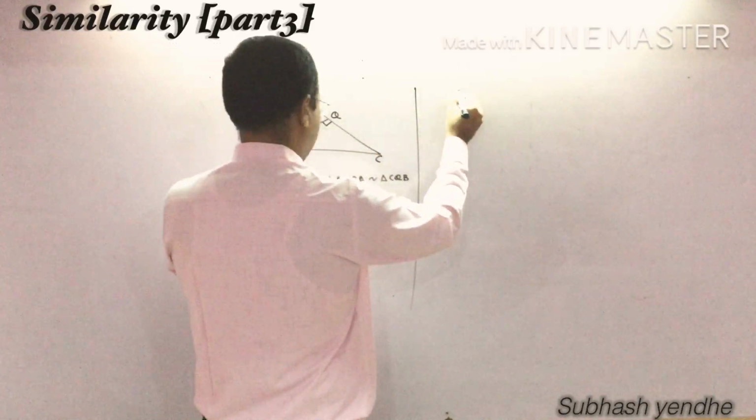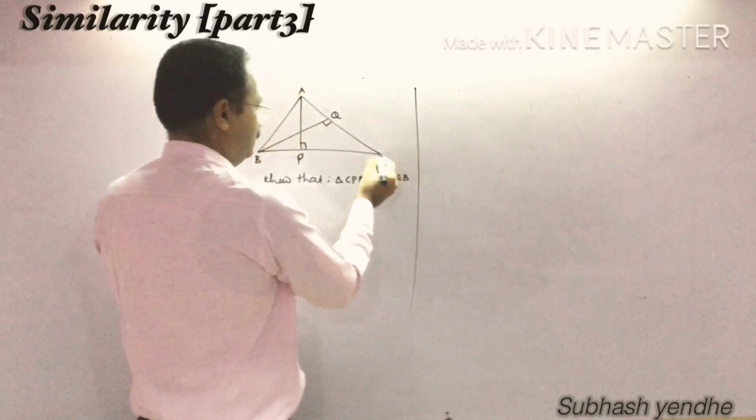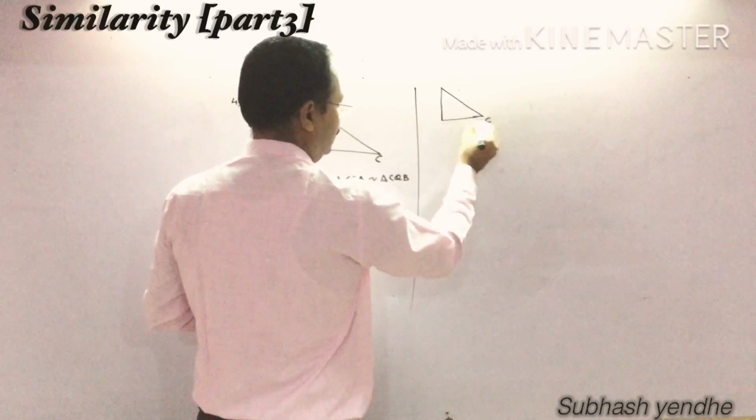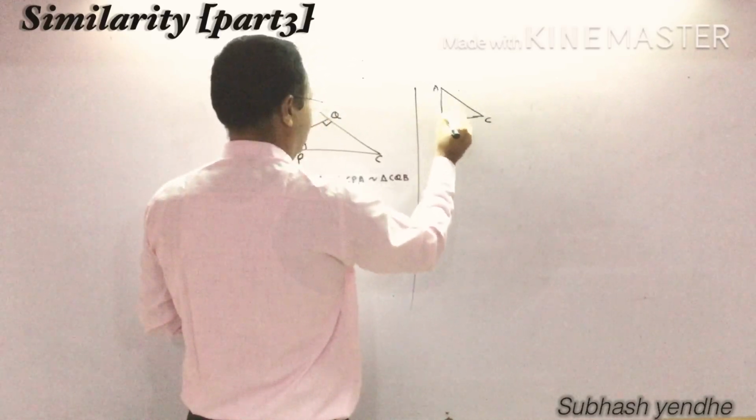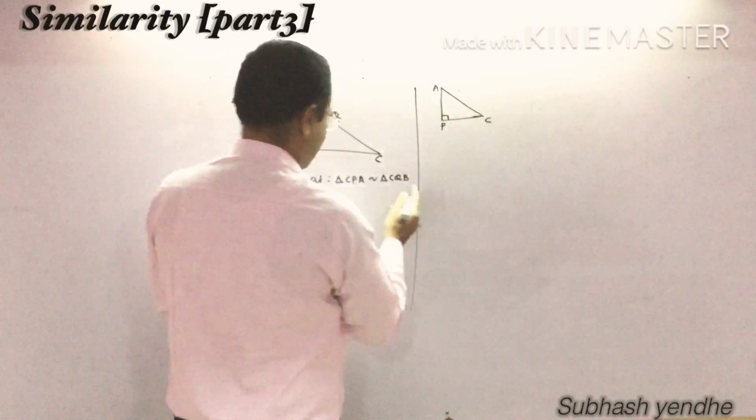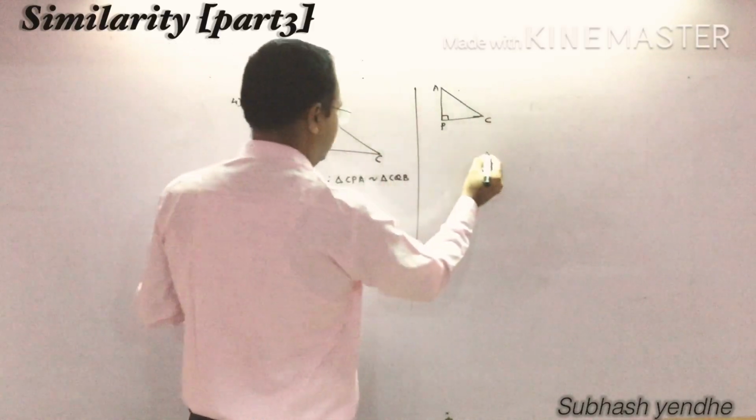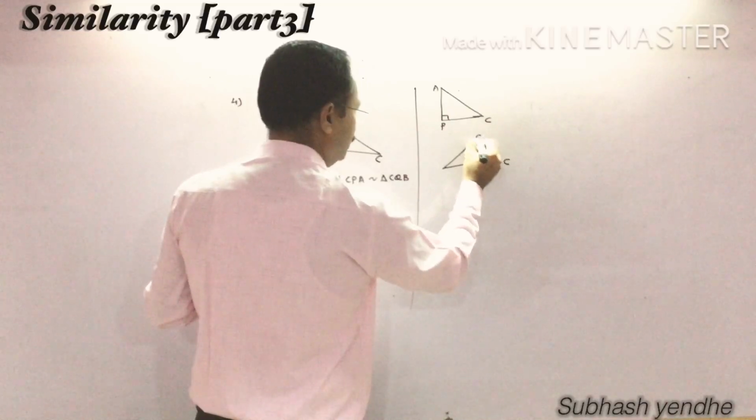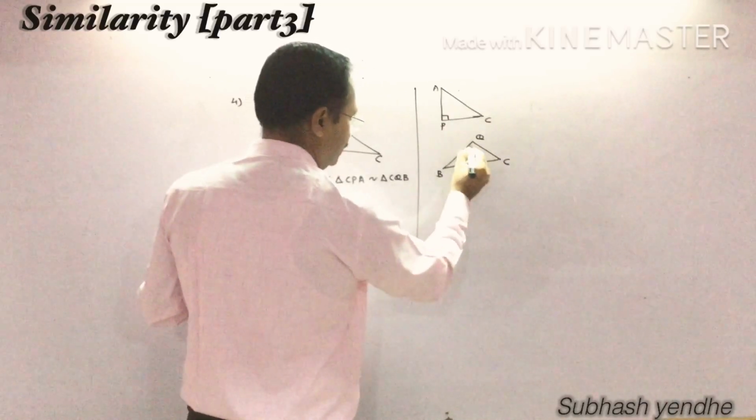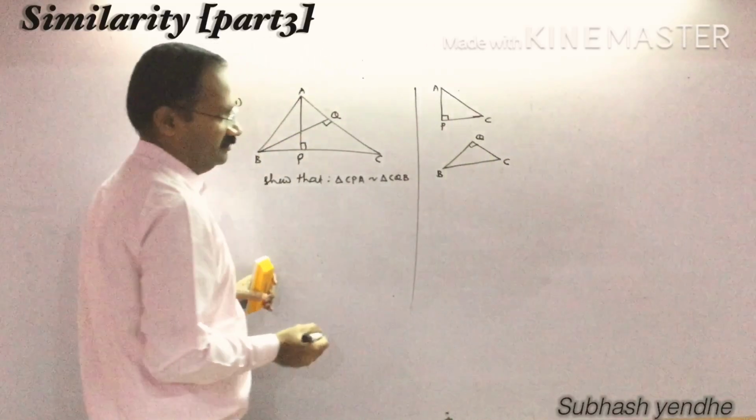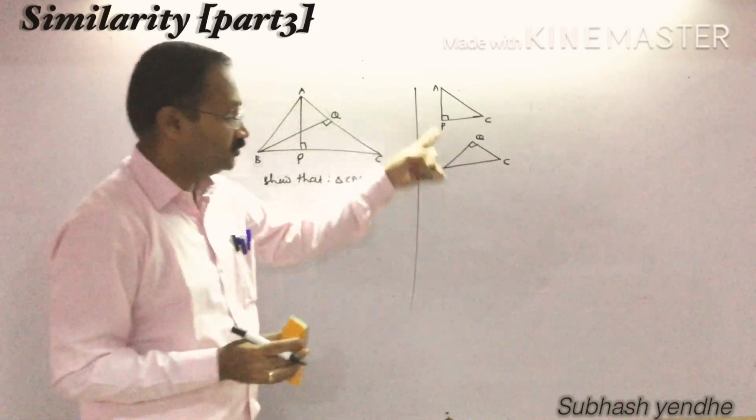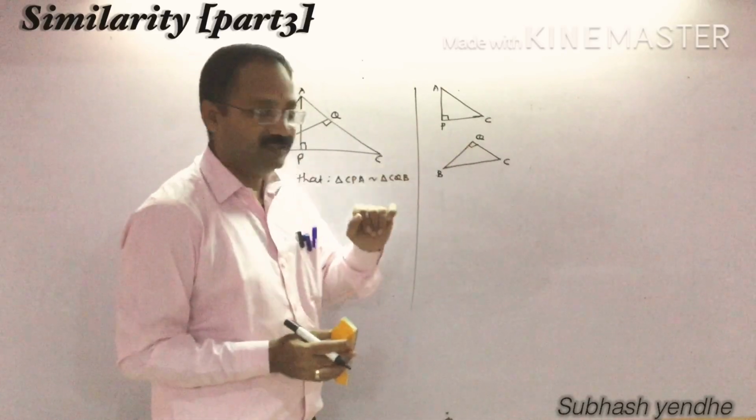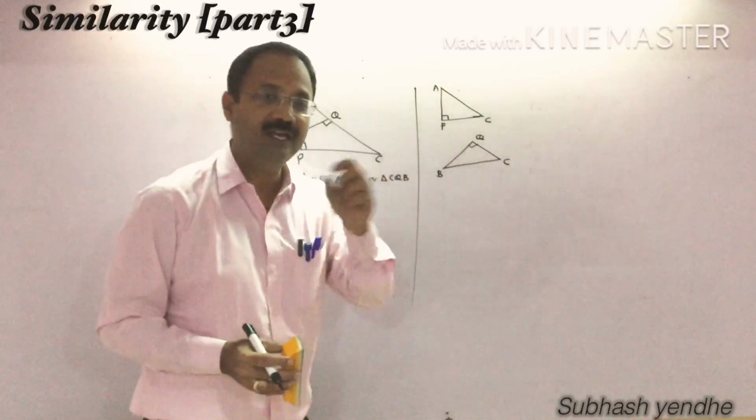Triangle CPA. Where is CPA? This is the CPA. This is C, this is P, this is A. Then another one is CQB. This is C, this is Q, and this is B. Here the two triangles. Now I want to show that these triangles are similar. So one angle is given. We have to find out another angle.